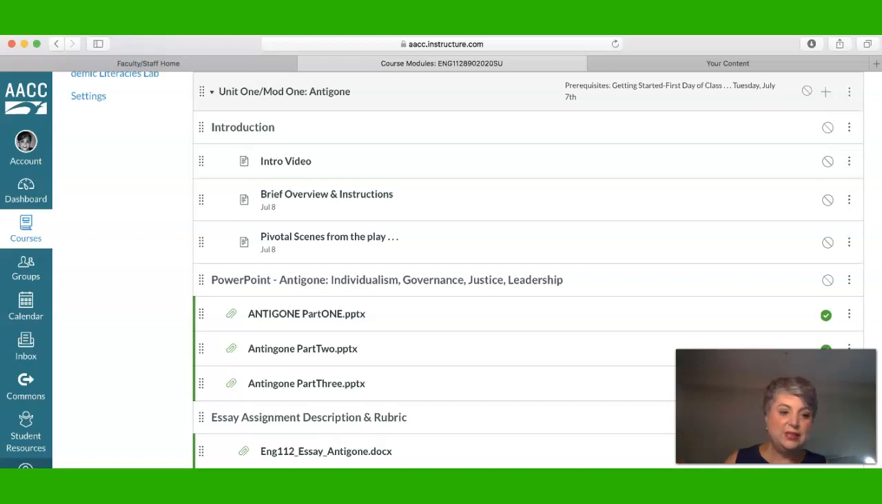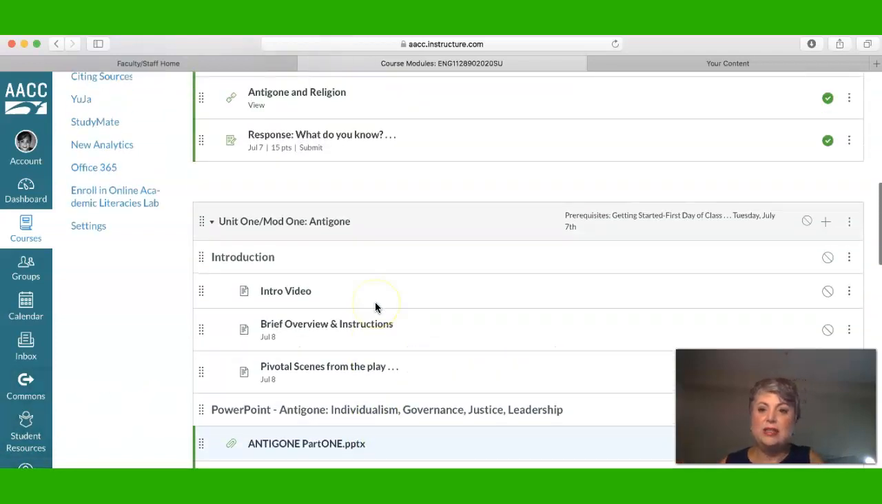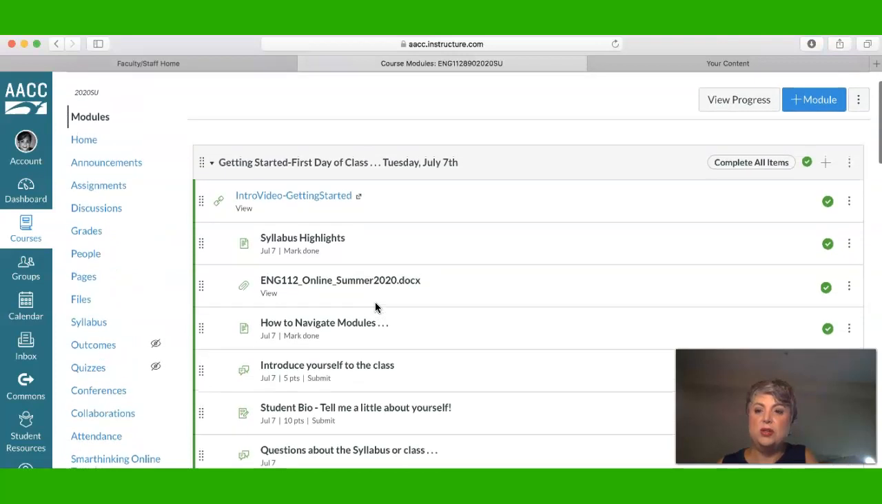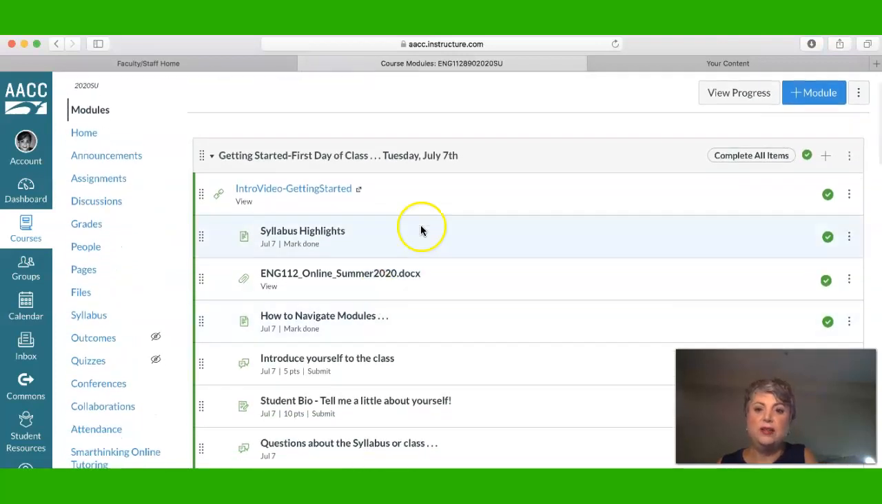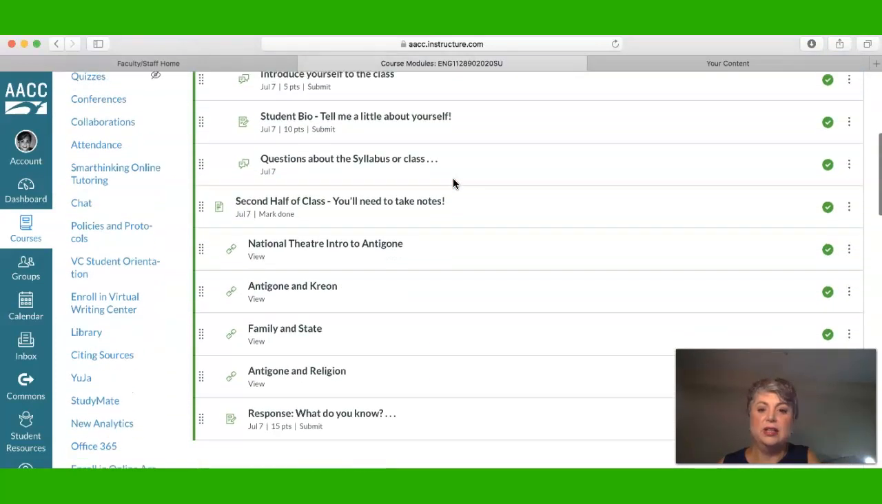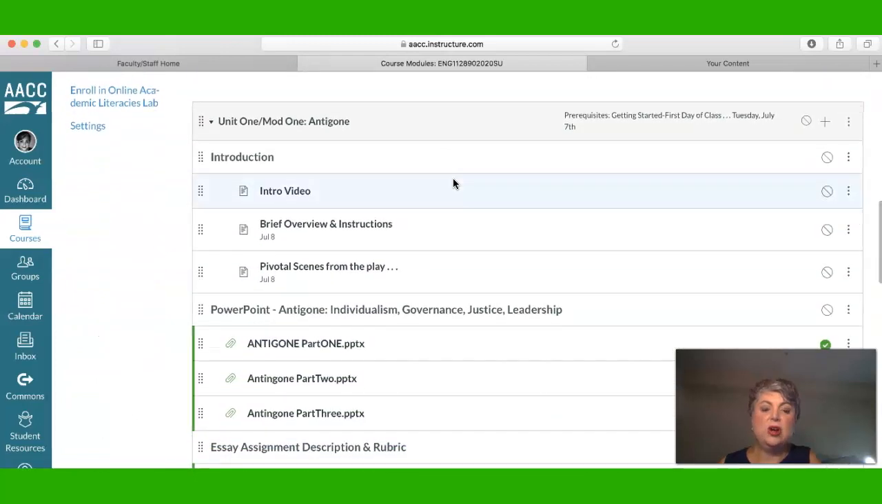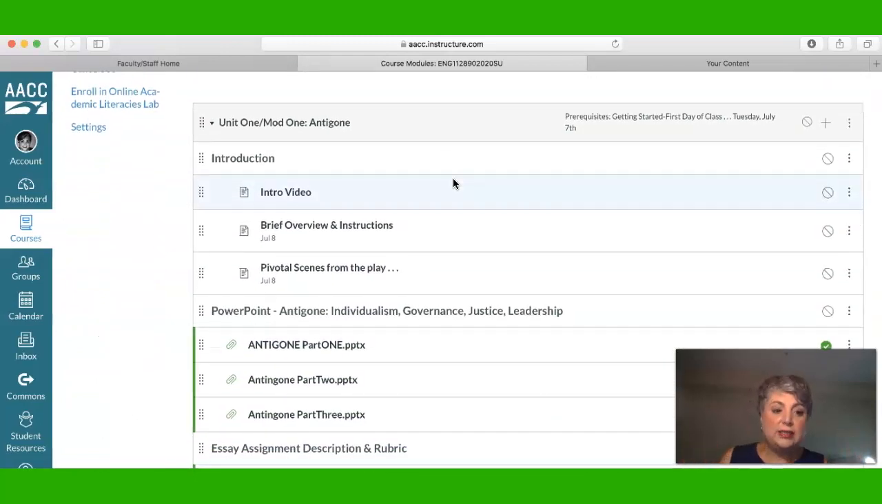So hopefully what you can see in the background is the page that I'm opened on, modules, right? There's our Getting Started, first day of class. And here's our first content module, Unit 1, Essay 1 on Antigone.